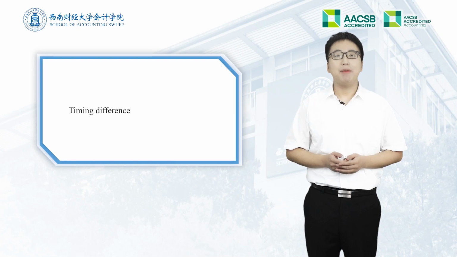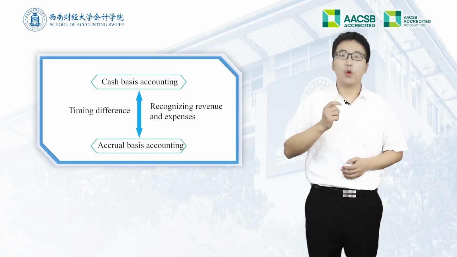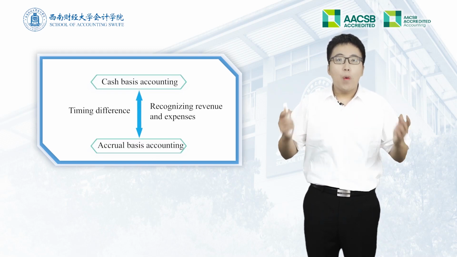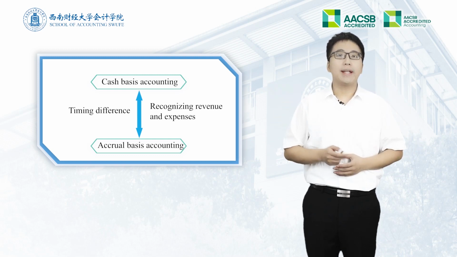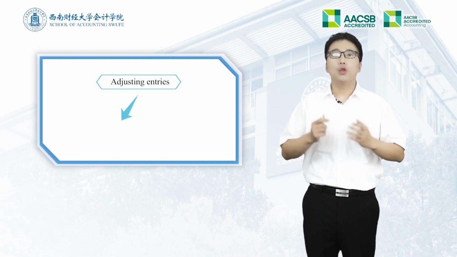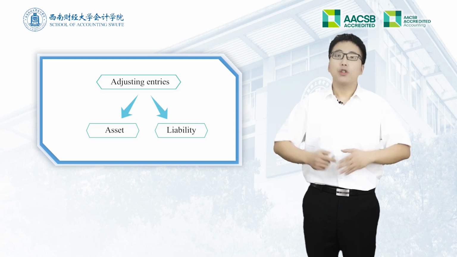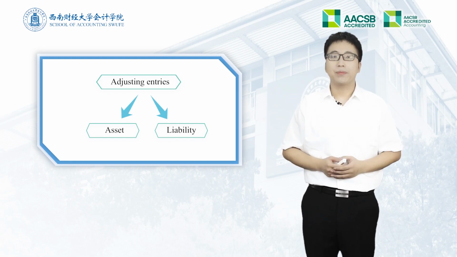Adjusting entries, deferred expenses. Since we know that there will be the timing difference of recognizing revenues and expenses between cash basis accounting and the accrual basis accounting, we should be very careful when we, as accountants, record revenues and expenses to our book. We need to do adjusting entries to bring an asset or liabilities account balance to its proper amount. What does this mean?